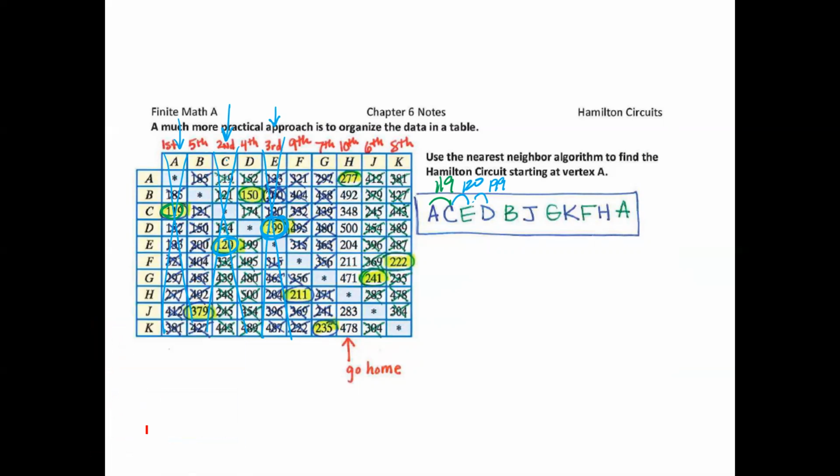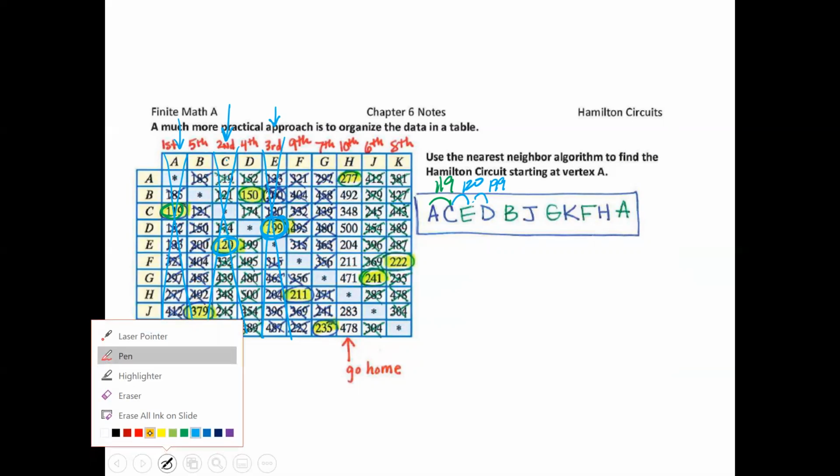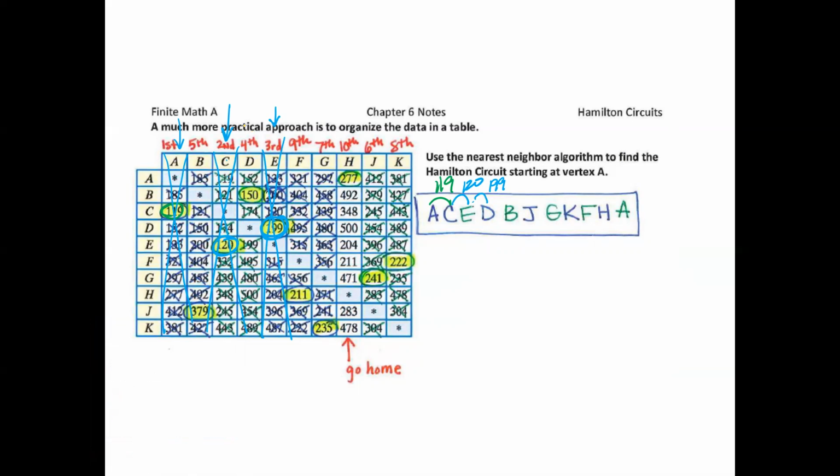And then we're going to go on to the next one, which is my fourth one, and that's going to be from D. So here we go. Which one's the least expensive? It is going to be 150 because remember, we've already done all of A, so we can't use A. We cannot use E. We cannot use C. So then that will be B. So from D to B, it's 150.